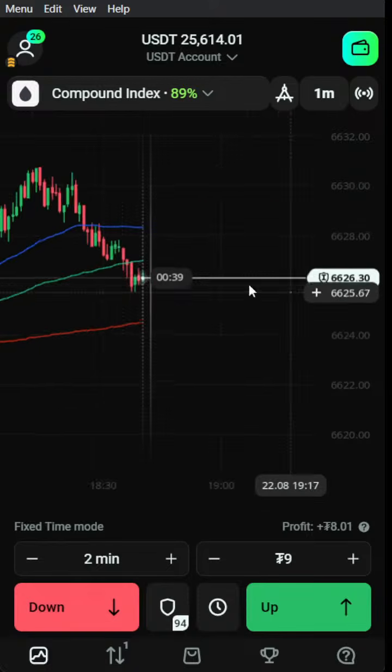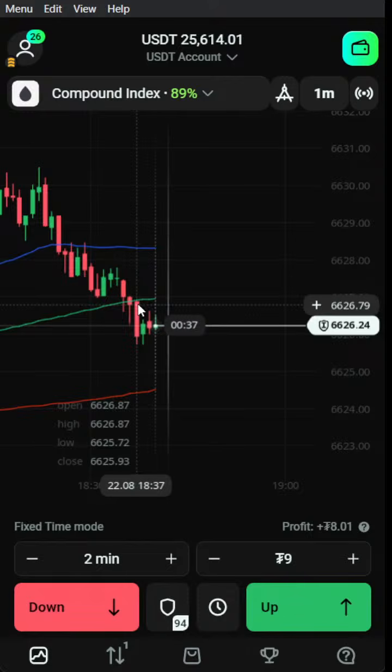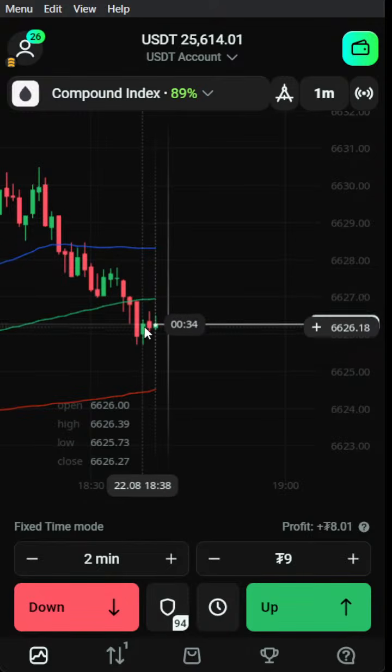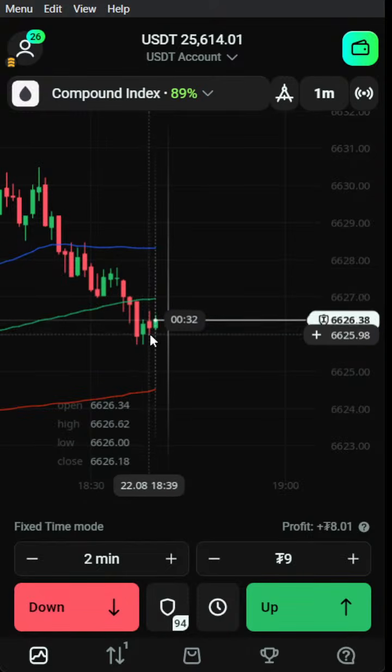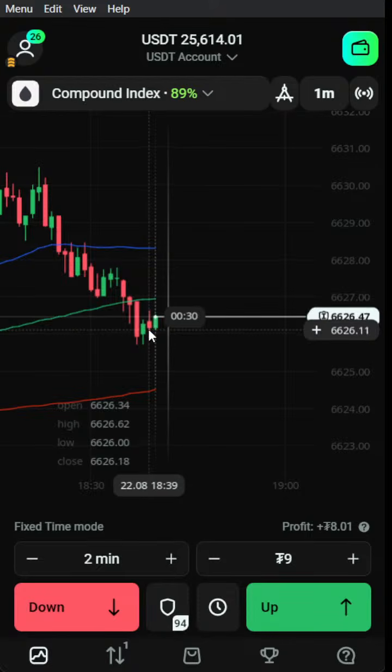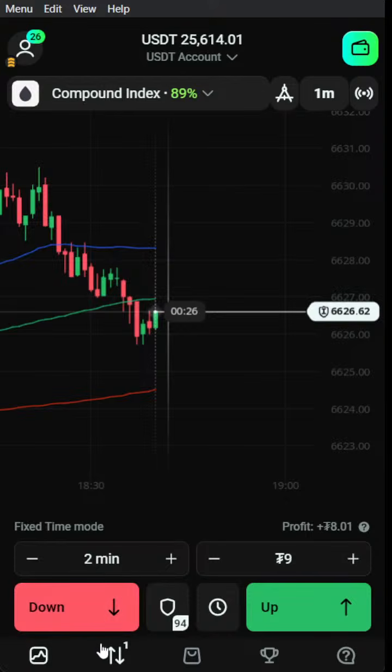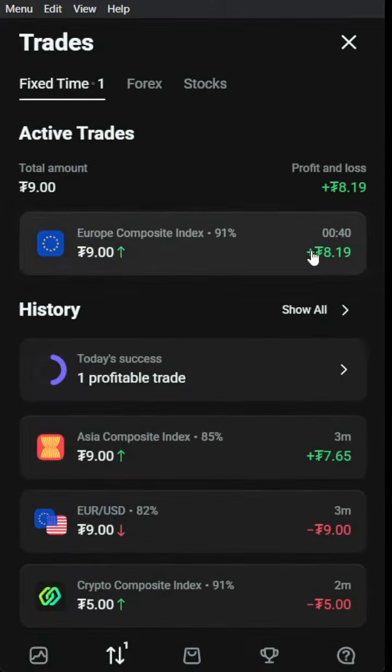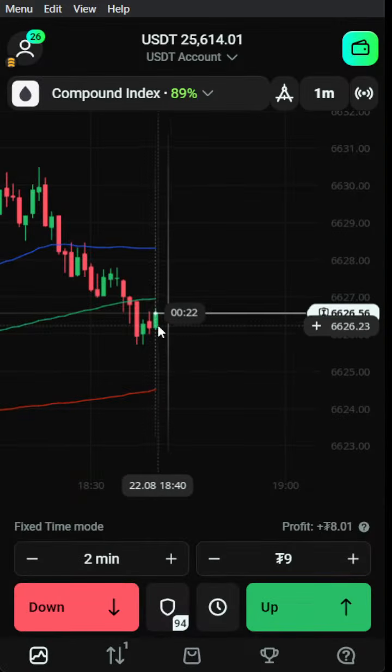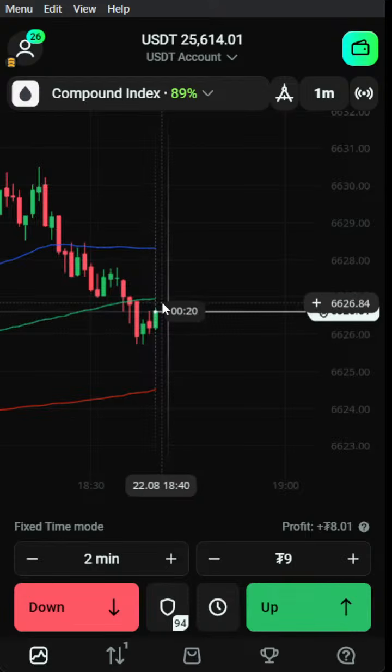Now if you see at this point, it was coming down, but the next candle started up, you wait. If the second candle is also up, you could make an up trade. But since the second candle became red, we waited again, and after that now we see that it's reversing back.